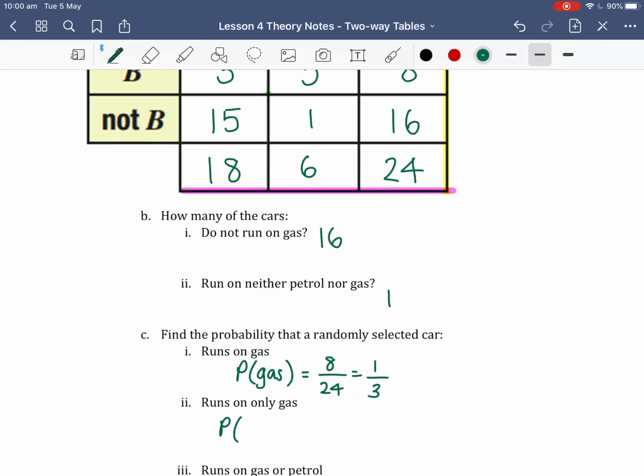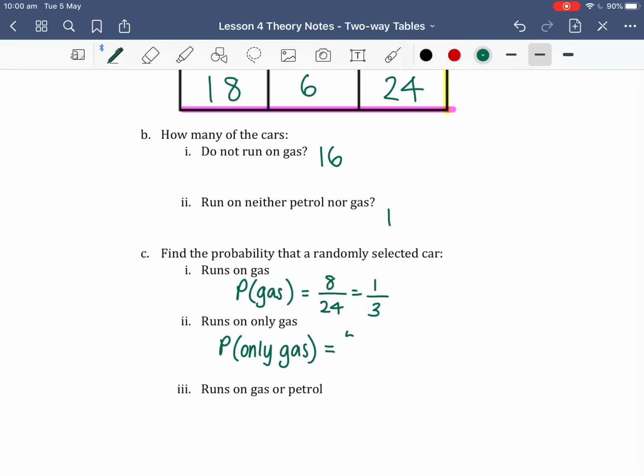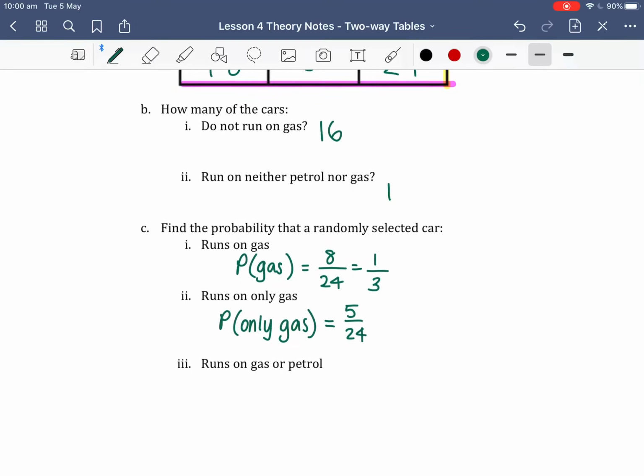And then we want to find the probability of only gas. So that would be gas, not petrol. Gas, not petrol is 5 over 24, which doesn't simplify any further. So it's just 5 over 24.